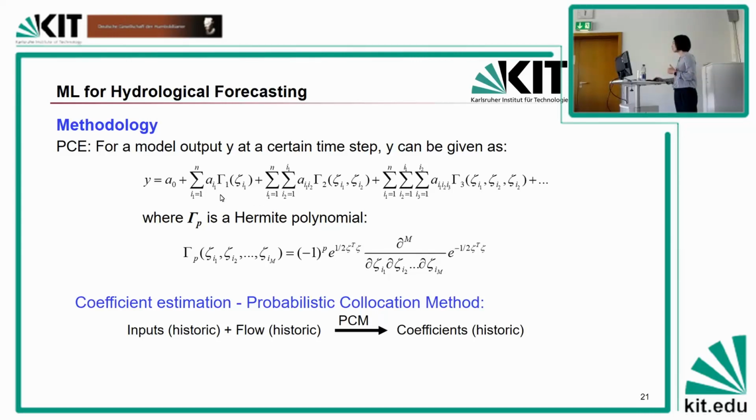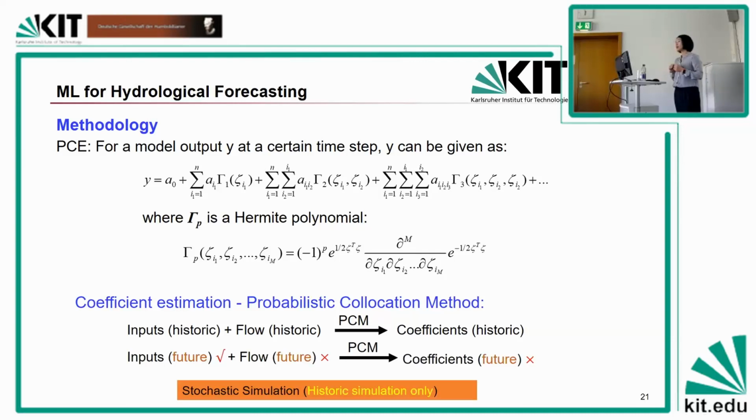Once you have the coefficient for every single time step in your output, you can use an equation like this to represent the uncertainty caused by parameter uncertainty. So this looks very nice, it's very efficient, but the only problem is if we want to use this for forecasting, it's almost impossible because we won't have the future flow.